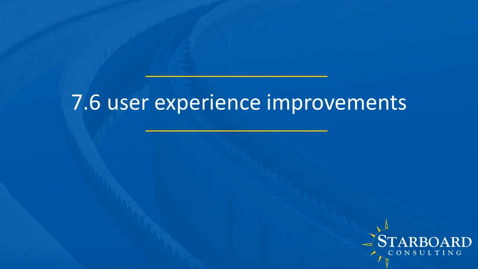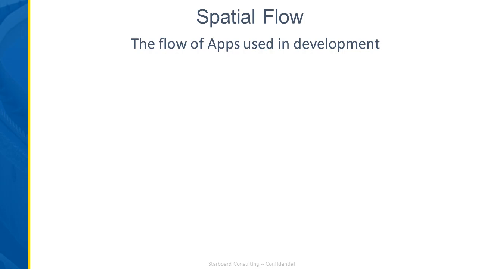All right, so now we're going to talk a little bit about the 7.6 user experience improvements. There's a term that we've coined at Starboard when we're getting folks involved with Maximo Spatial 7.6, and we call it the spatial flow. The spatial flow represents a series of applications that you use as you're going through the configuration process of Maximo Spatial.